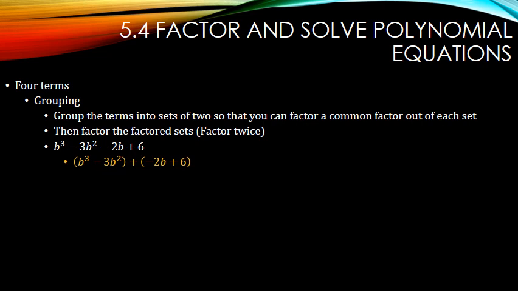Factor each of the groups. So out of the first group, I can factor a b squared. Out of the second group, I can factor a negative 2. So the first group factored out the b squared. Second group factored out a negative 2. 6 divided by negative 2 is negative 3. Notice now I have a b minus 3 in both terms. So I now factor out a b minus 3. I'm left with b minus 3, and then the b squared minus the 2.